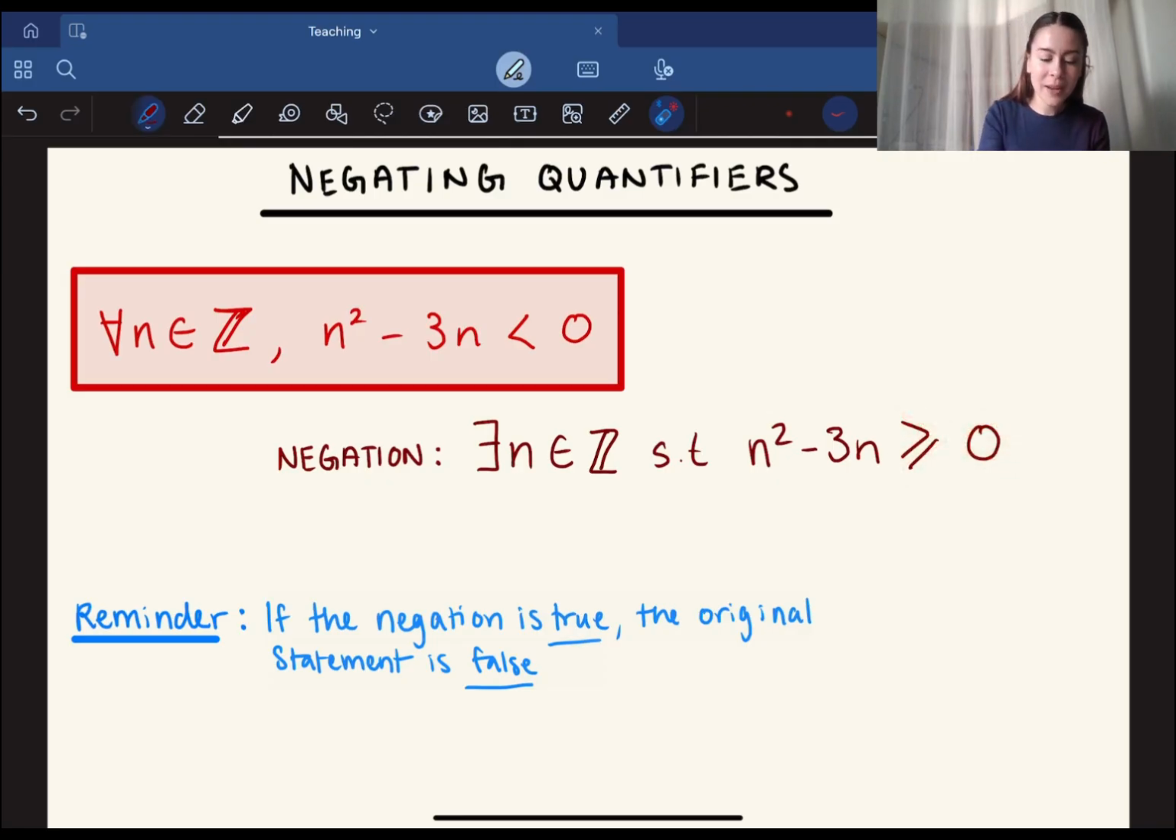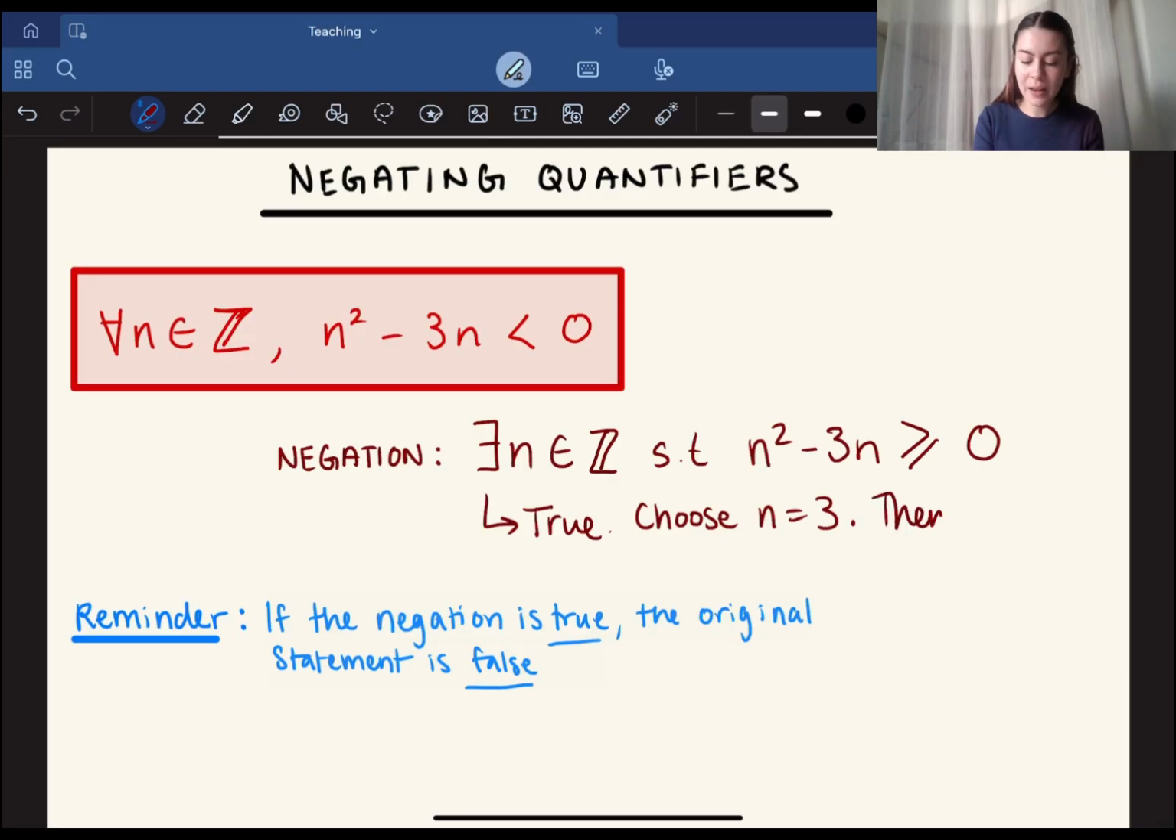Okay, so the way that we can actually prove this to be true is we can say, okay, the negation is true. And why is it true? Well, we just have to find one example because we have this existential quantifier. All that it's asking us is, does there exist some n integer for which this works? Well, we can choose the integer 3. So we let n equal to 3. And now if we let n equal to 3, then we have n squared minus 3n is equal to 0, which is also greater than or equal to 0. So I'll put a check mark here showing that this in fact works.